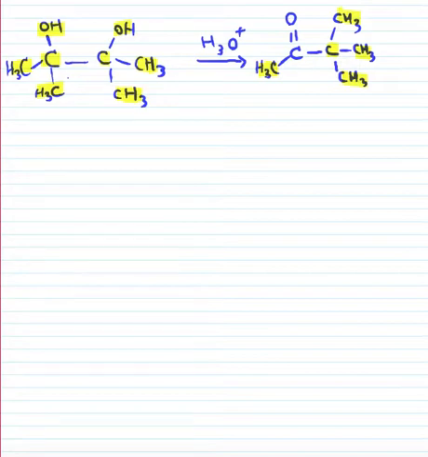So let's see if we can identify what happens. We are in an acidic environment and we have an OH group right here. So what do you think would be the very first step that happens? If I put this molecule in the acidic environment, what happens? So remember that oxygen has lone pair of electrons, so this is going to attack this hydrogen and it gets protonated.